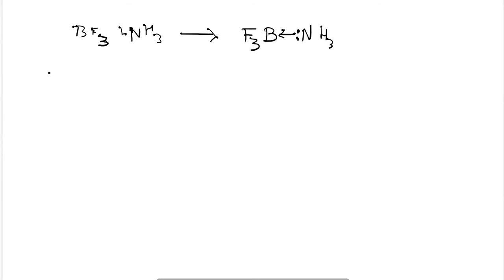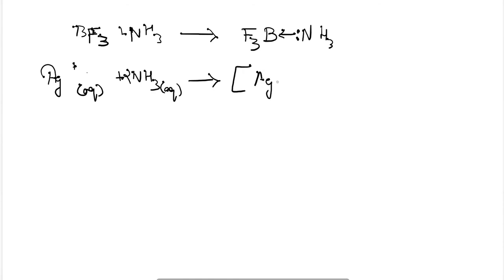Similarly, with silver ions, ammonia can form complex compounds, that is Ag(NH3)2 plus. These are the complex compounds which can be formed by ammonia.